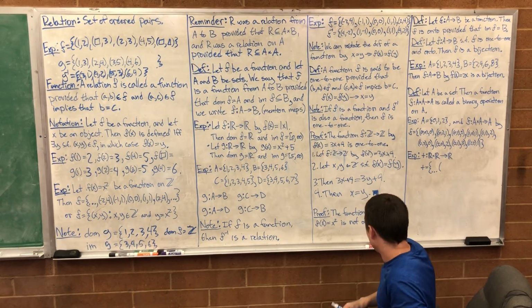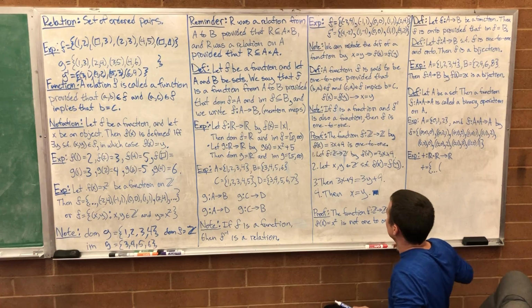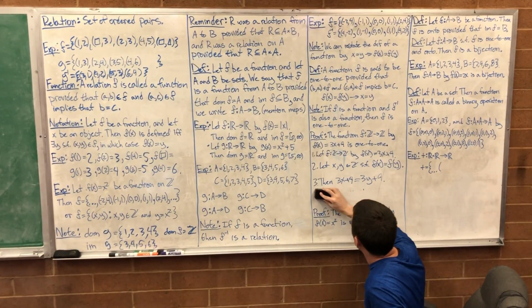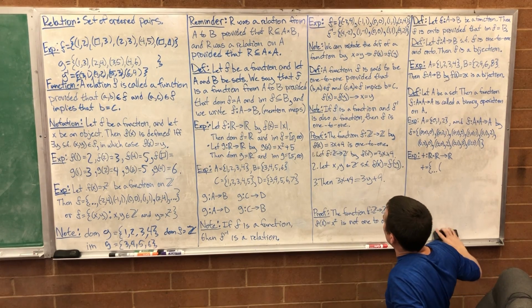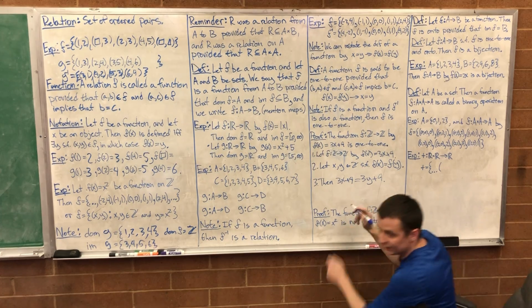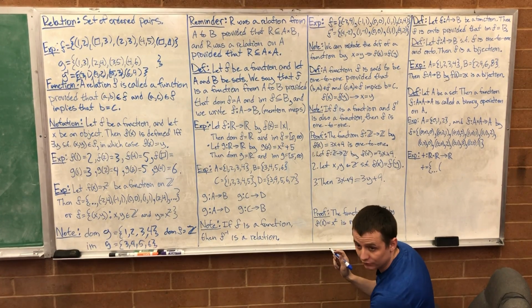So if I have, okay, well, let's see where we go wrong. So I have 3x plus 4 equals 3y plus 4. What do I do? I subtract 4 from both sides. Or I add negative 4 to both sides, right?